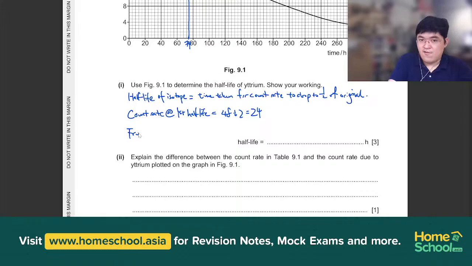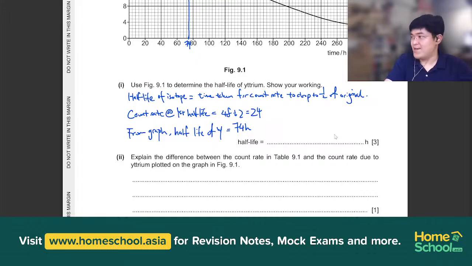So from the graph, the half-life of yttrium is equal to, let's see over here, 74 hours. Okay? Now we just write it down here: 74 hours. So this is a 3-mark question.